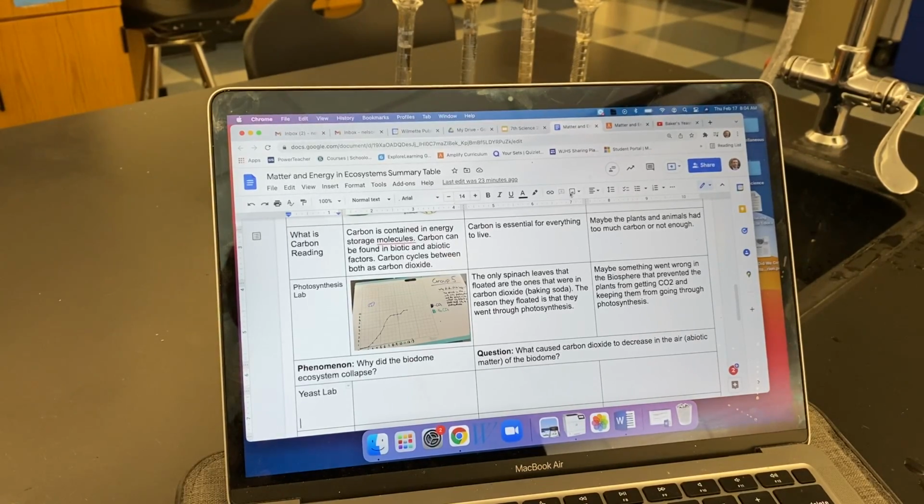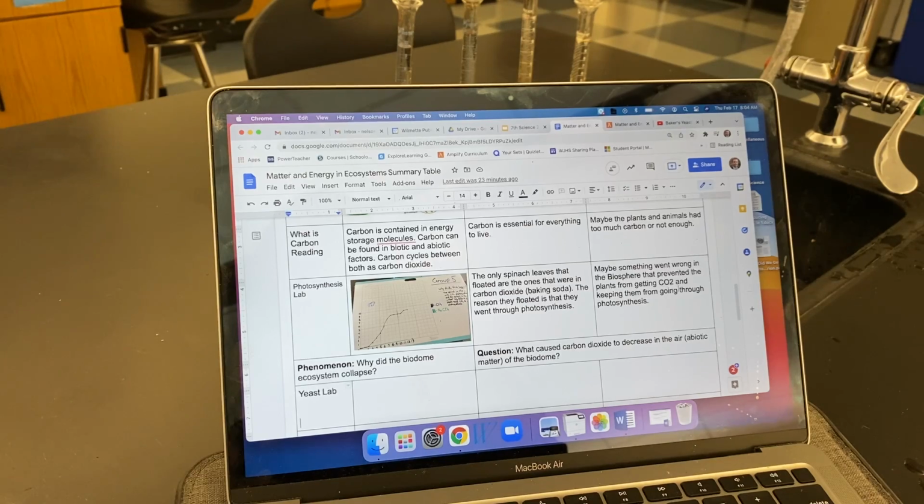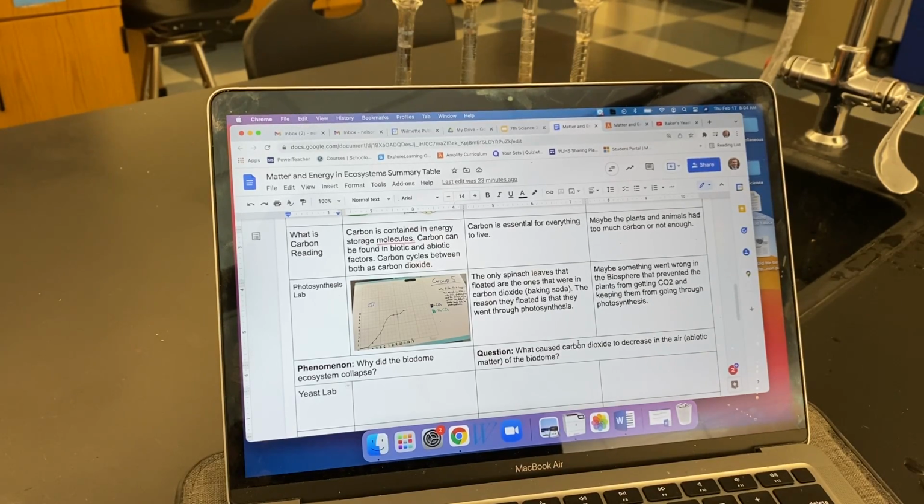Alright, people, in our unit yesterday we did a photosynthesis lab, and we saw that the leaves that floated went through photosynthesis. So something's got to be going on in the biosphere for why we're running out of CO2, which helps us create energy storage molecules. So our next question we're trying to figure out is what caused carbon dioxide to decrease in the biodome?